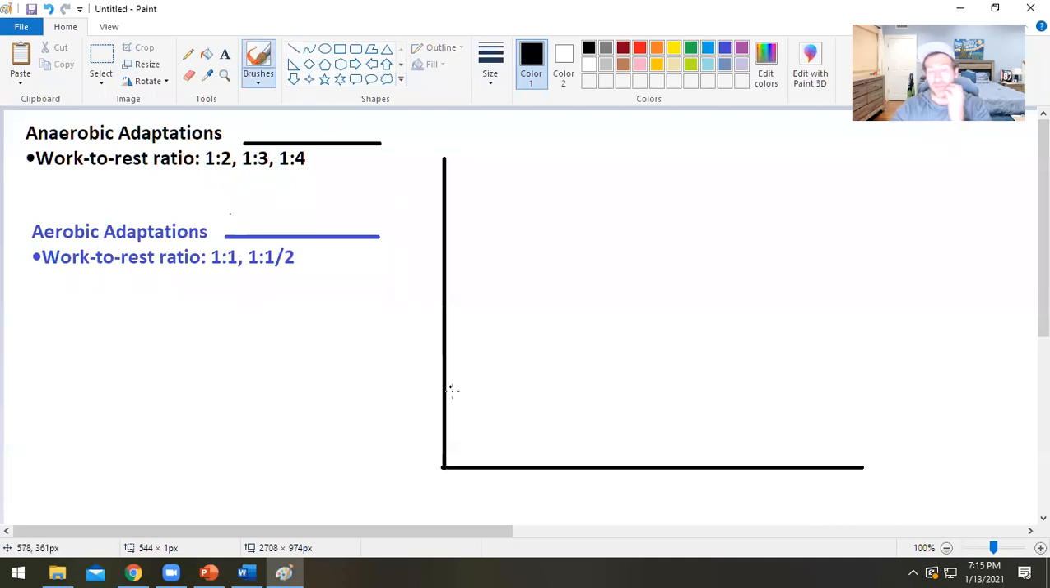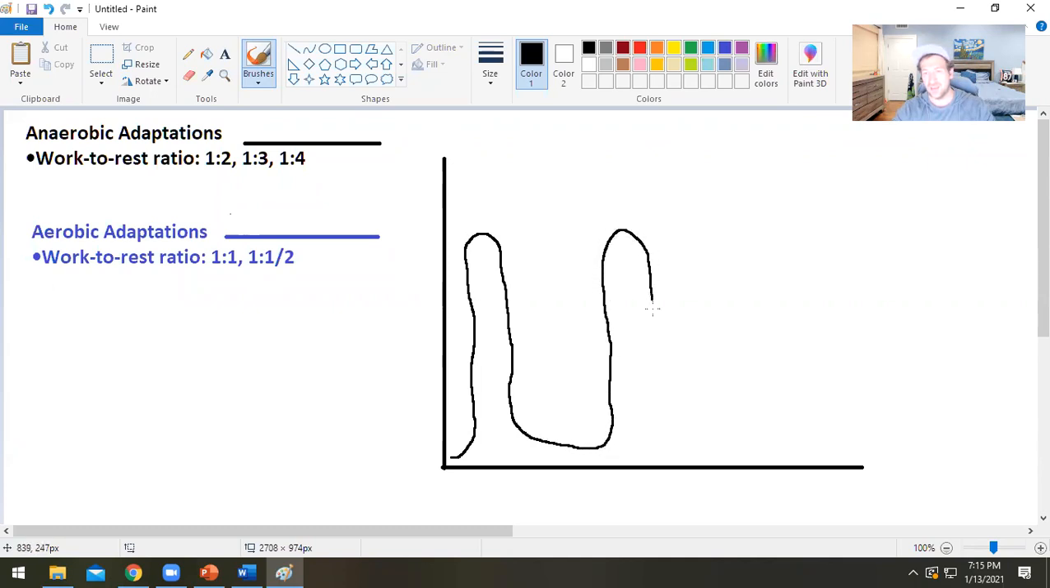Well, those anaerobic adaptations will look kind of like this. Your intensity will go really, really high, and then it'll come down, and then you'll end up recovering for quite some time. And then your intensity goes really high again, and then comes back down, and then we recover pretty substantially, and then really high again, right?